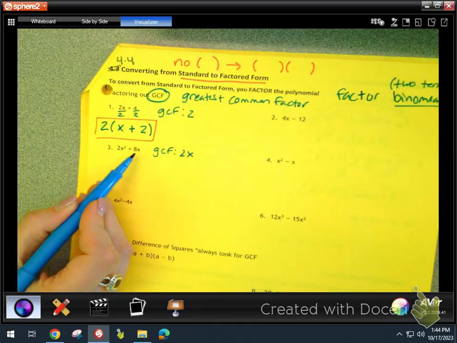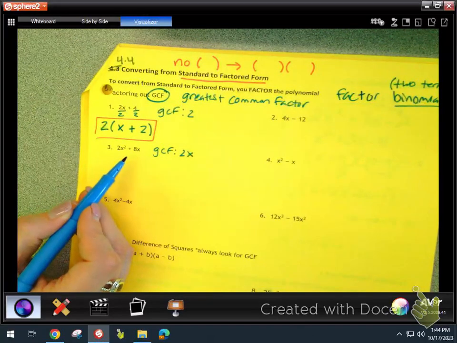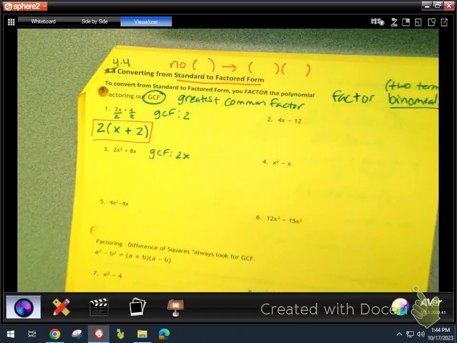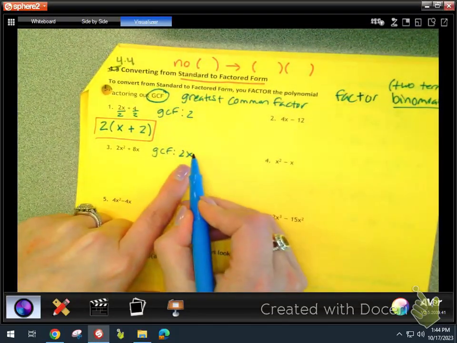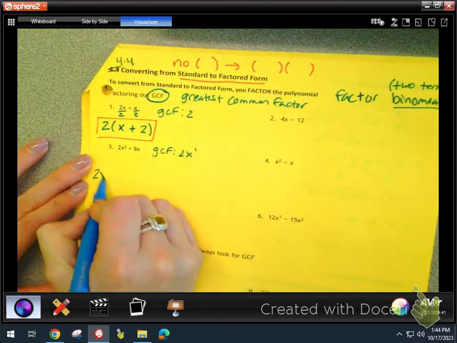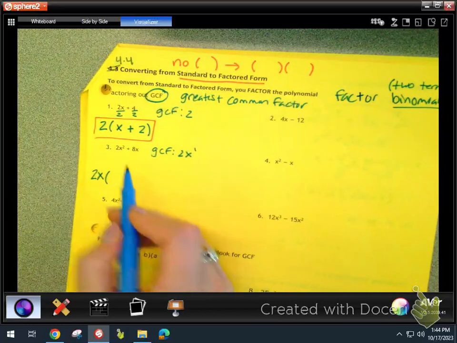But 2 is divisible by 2, 8 is divisible by 2. They both have an x. You take out the lowest power when it comes to taking out x's. So x to the 2 versus x to the 1. The lower one is x to the 1. I'm going to do some throwback exponent rules for you. So your GCF always goes in the front. You don't have to put the 1, 2x to the 1, but I'm going to write it in my division.